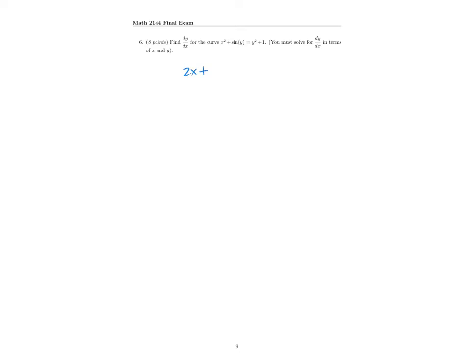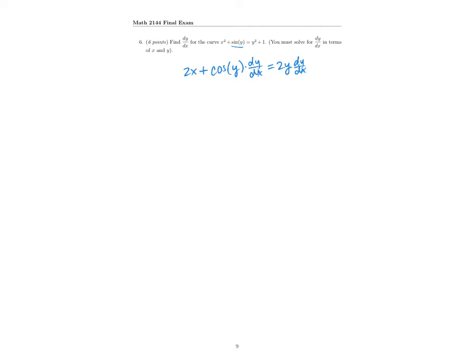plus, and then the derivative of this with respect to x, I'm going to have to use chain rule. So I have to do cosine and leave the inside alone times the derivative of the inside, which is dy/dx, equals, and again I'm going to have to do chain rule here, so I get 2y to the first dy/dx plus 0. And so now I can solve this for dy/dx.